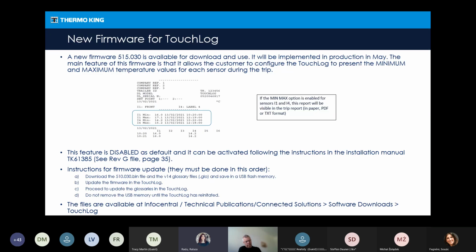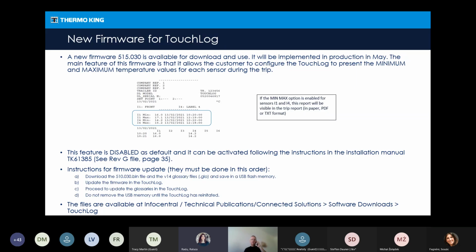So if the min max option is enabled for sensor, let's say 1 and 4, this report will be visible in the trip report. You will see here how this is going to show on the print ticket. It's very important: this is a feature that needs to be enabled. By default, the feature is disabled, and it can be activated following the instructions that you will see in the installation manual, which has been updated.